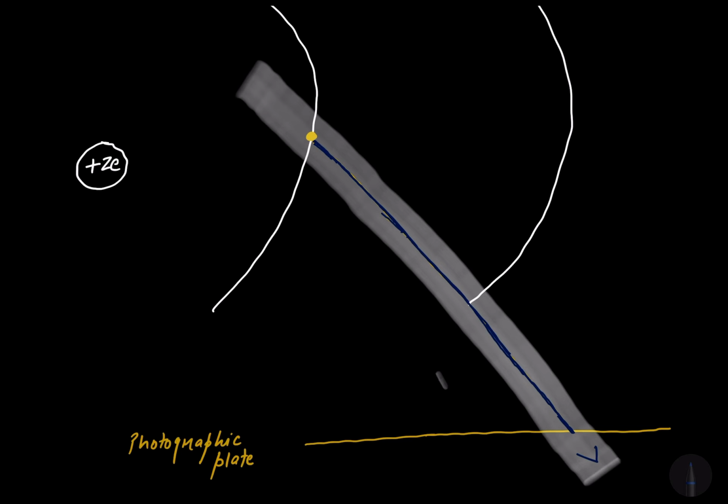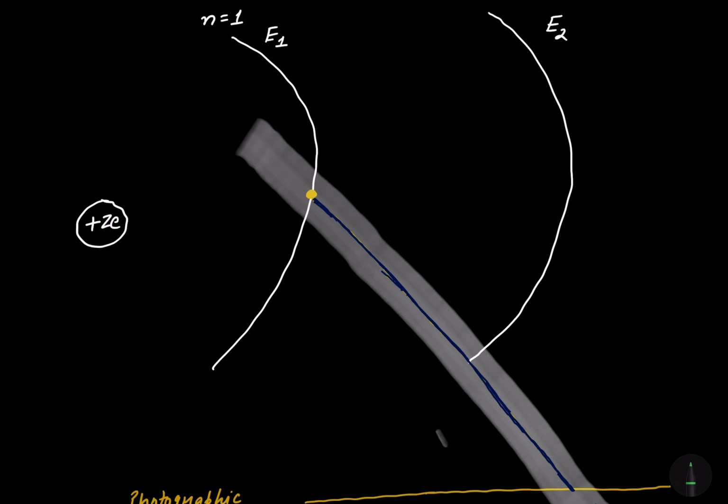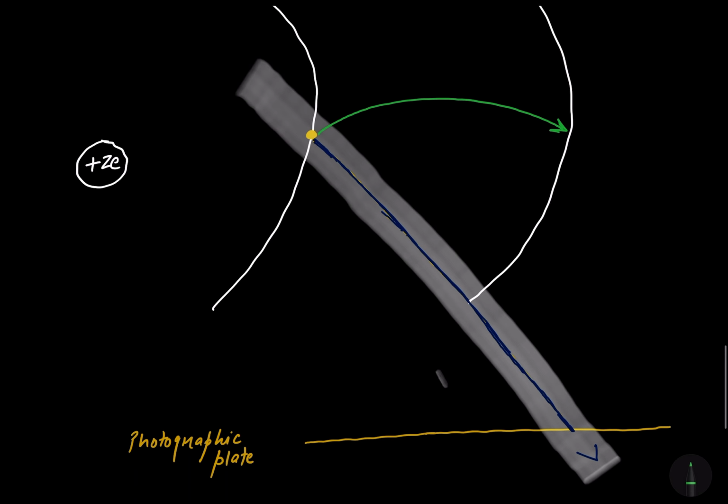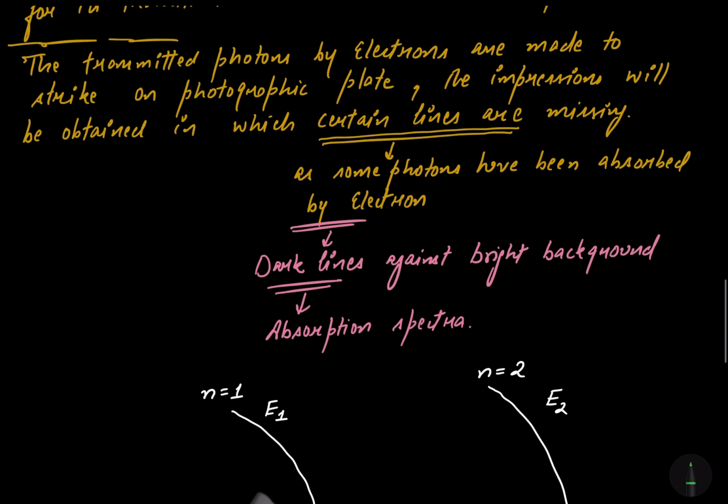I'm repeating it again. When the white light is incident on the electron in the first stationary state, the electron will absorb certain photons of light from the white light and will jump to the second stationary state. Now, when the white light has transmitted through the electron, the photons that have been absorbed by the electron are missing in the transmitted light, so there will be dark lines in the spectra obtained on the photographic plate, and those dark lines are called the absorption spectra. So this was the absorption spectra.